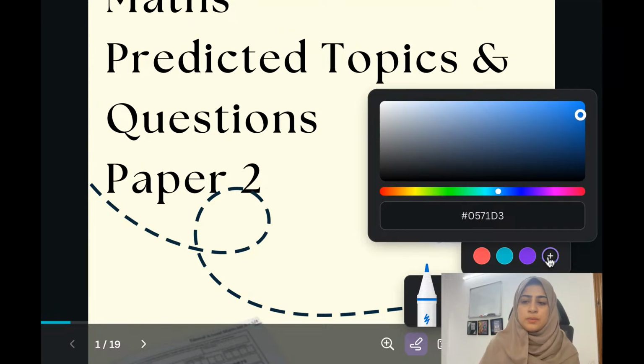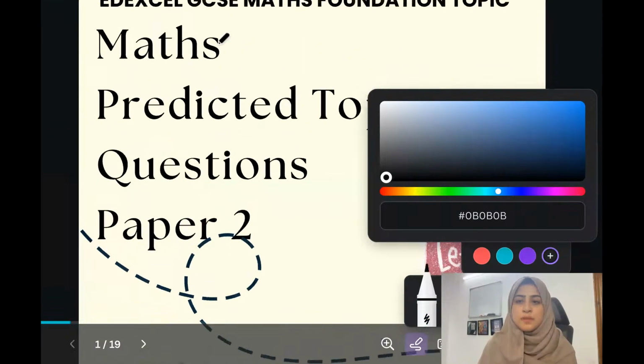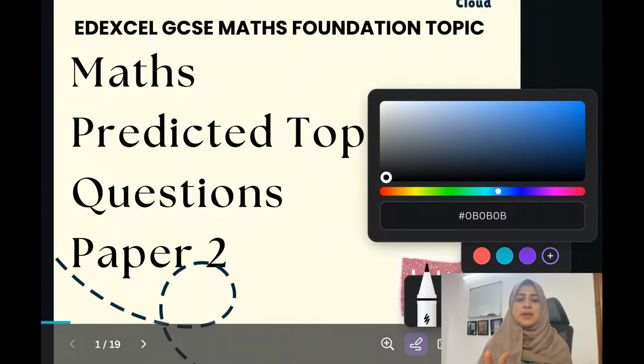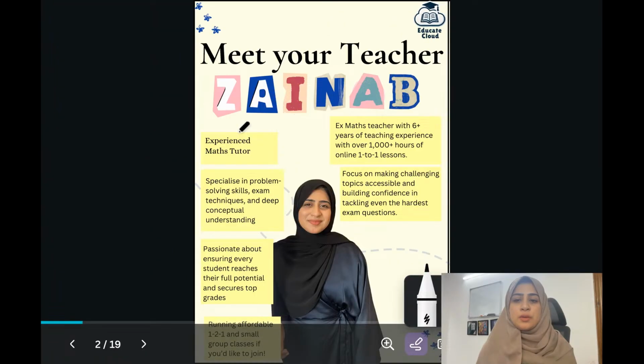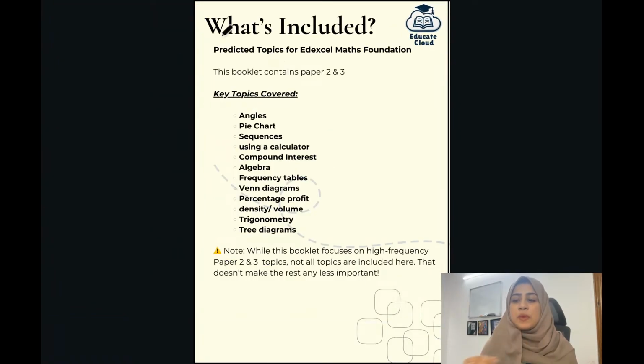All right, okay, awesome. So what we're going to do today is go through this predicted paper of all the topics that are really likely to come up in the Foundation GCSE Paper 2. We'll be going through the following topics, and obviously these topics aren't exact. It's not like they're definitely 100% going to come up, but they are highly likely to come up.